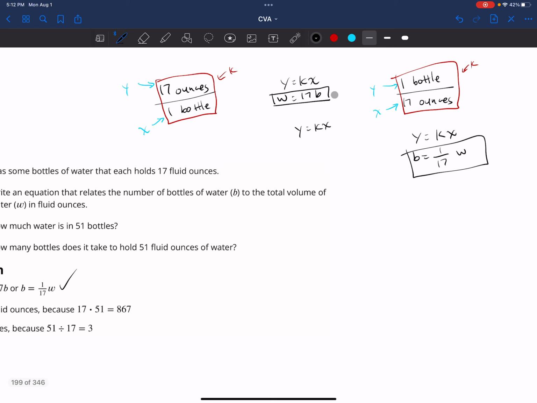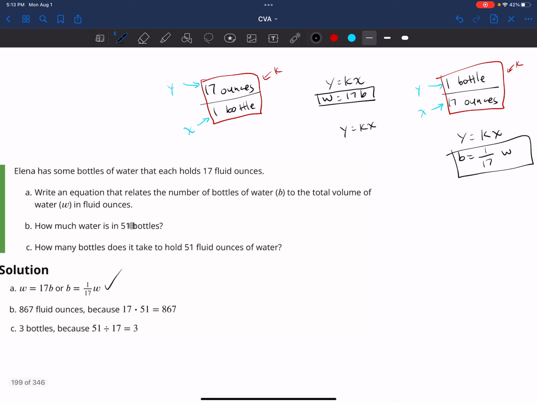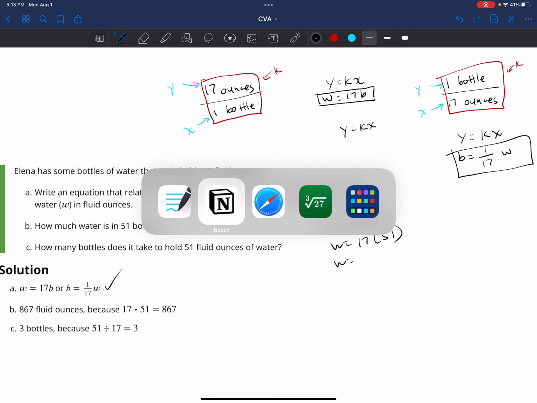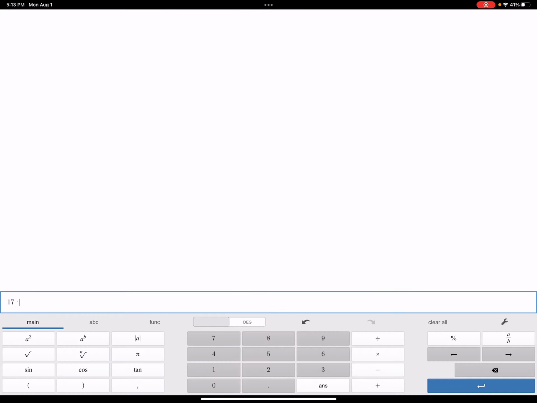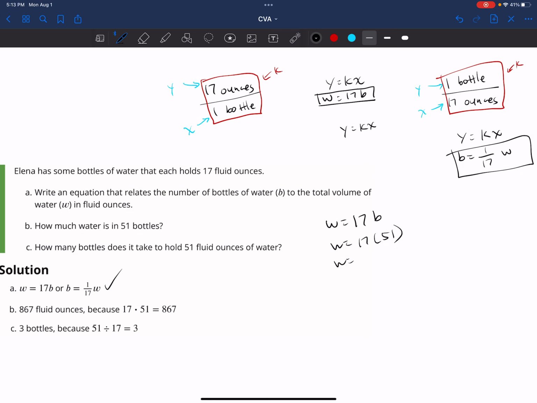So let's take a look. We want to use this one, because we're given the number of bottles and we want to figure out what W is. So we know what the bottle is, and we just want to figure out what W is. So it's going to be W is equal to 17 times B, which is my 51 bottles. So W is equal to 17 times 51. That's going to be 867. So that's 867 ounces for 51 bottles.